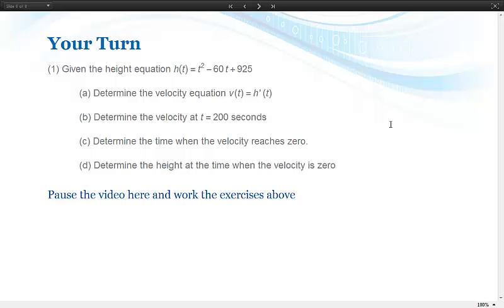So please pause the video here. Work these exercises. You can use your textbook, Chapter 2.2, as a reference. And when you've completed these exercises, continue the video and we'll reveal the solutions.